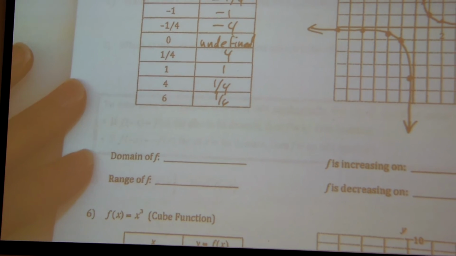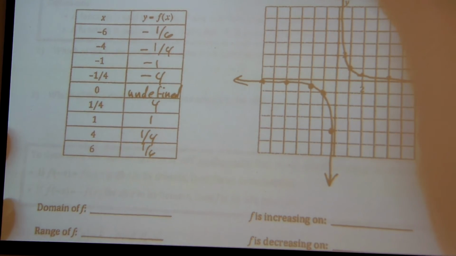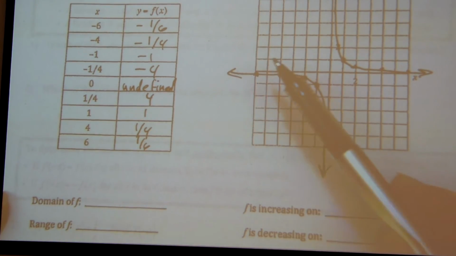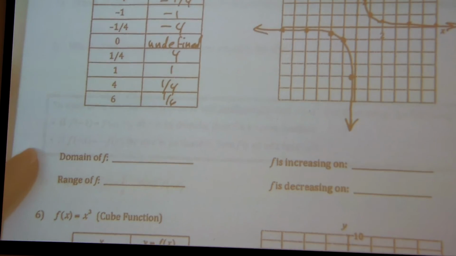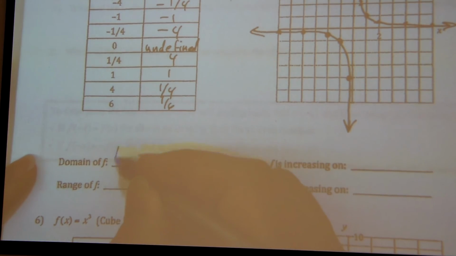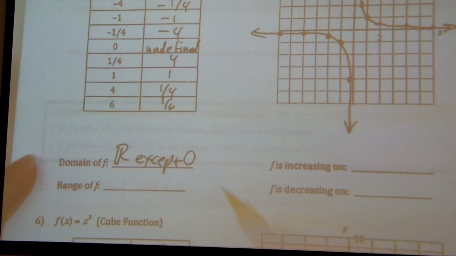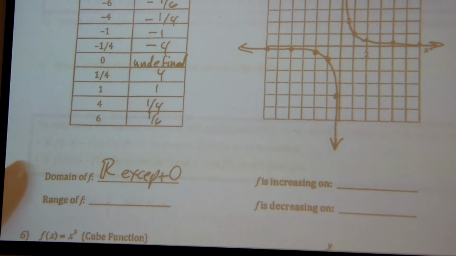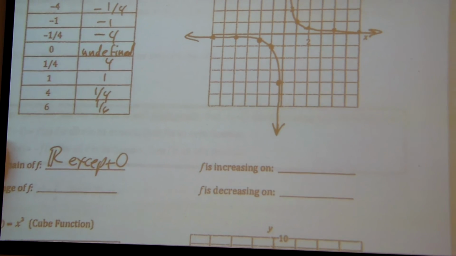The domain of f, again, just kind of look at the graph and say, well, what x values? It's kind of like the shadow of the graph on the x-axis. What x coordinates could be on this graph? And it's basically everything except 0. A compact way to say this, which is perfectly okay, is to say all real numbers except 0. Okay? And you can continue here.